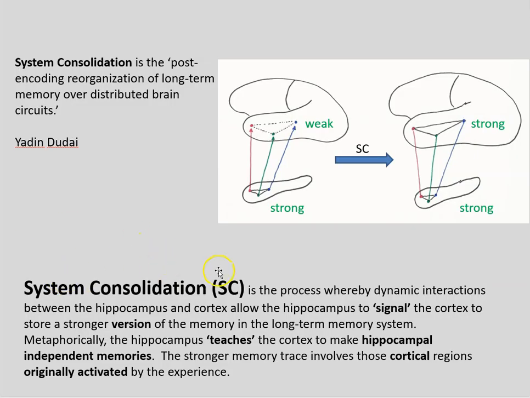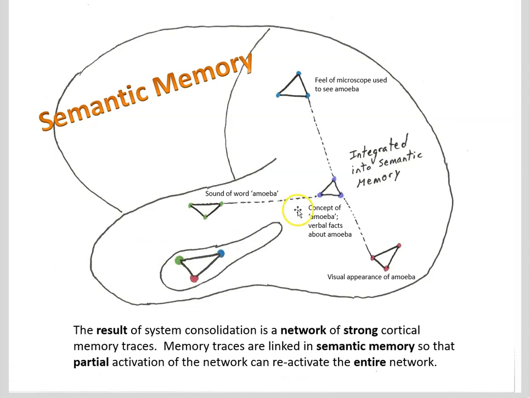So the effect of the system consolidation then is we start with strong hippocampal memory trace, weak cortical memory trace, and as a result of this reprocessing during sleep, we are strengthening the cortical memory traces. Again, we're calling this system consolidation. Metaphorically, it's sort of like the hippocampus is teaching the cortex to strengthen those cortical memory traces that were associated with a learning event. Now, the result of system consolidation is a network of strong cortical memory traces.